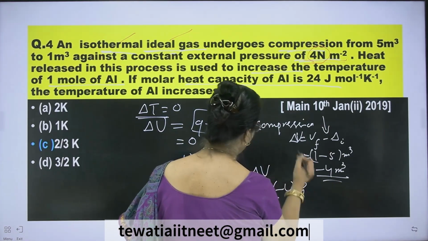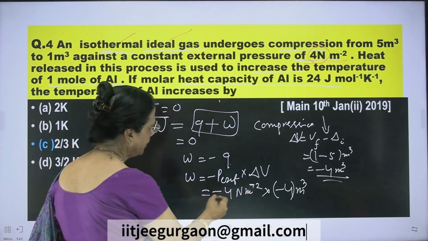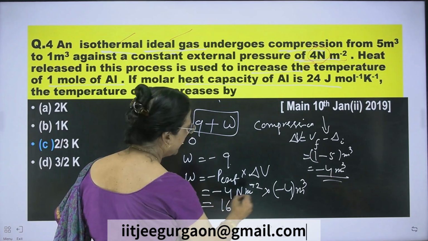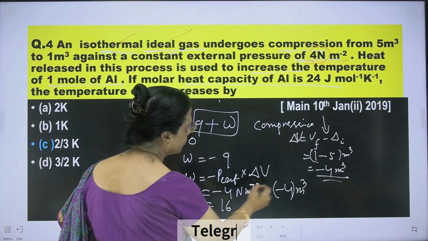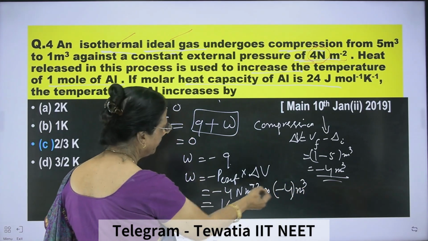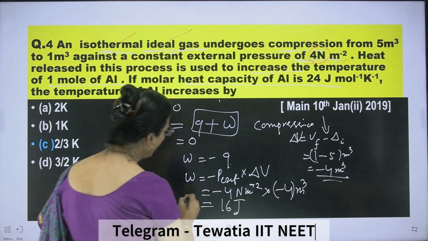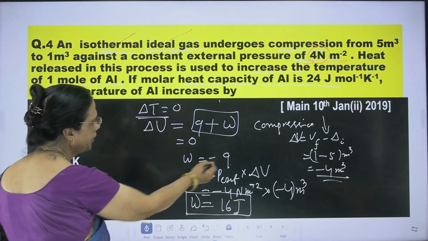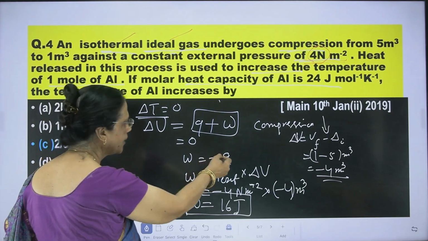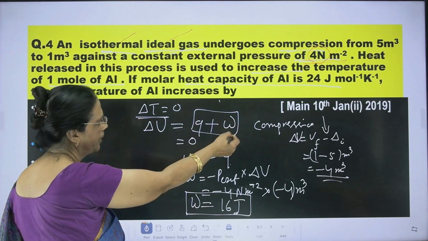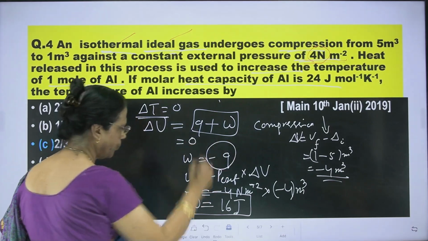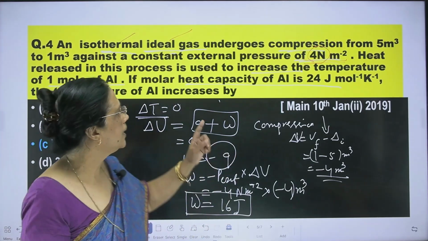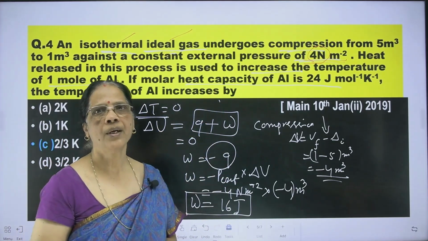m cube. Clear? And here you see, 4 into 4 is 16, and Newton meter is equal to, m minus 2 into m plus 3, so only m will be left. So Newton meter is equal to joule. So here W is equal to 16 joule. Clear? So W is equal to minus Q means heat released. That's why it is given to the surroundings. That's why it is given as minus Q.